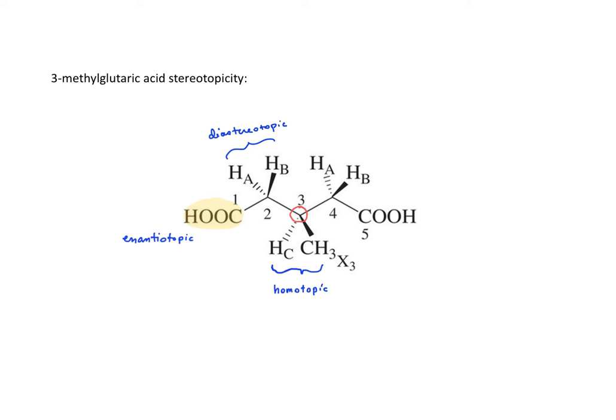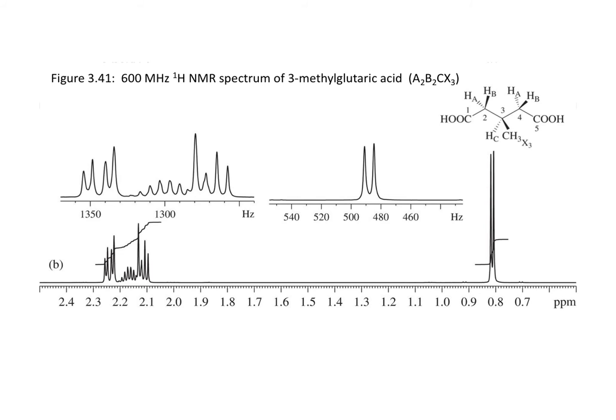Now let's return to the proton NMR spectrum. The textbook specified that the solvent for this spectrum is D2O. Therefore, the carboxylic acids are actually now deuterated, and therefore there is not a proton for the carboxylic acid, which simplifies the analysis.